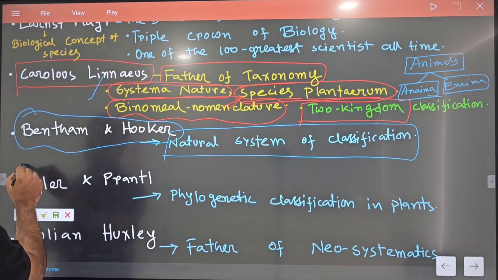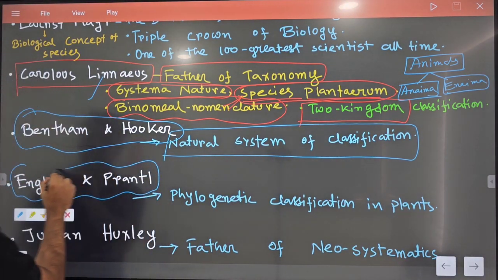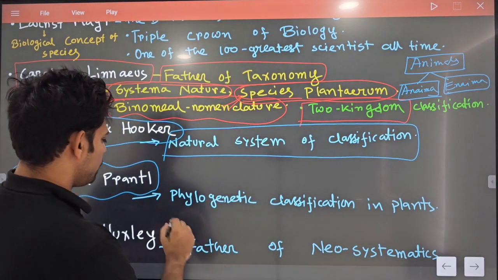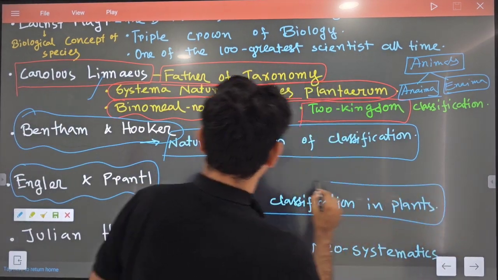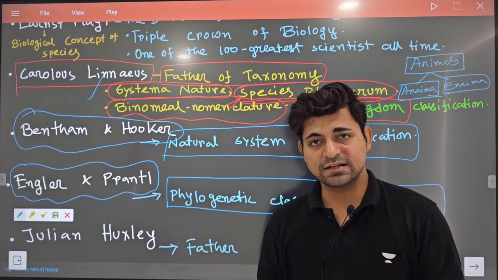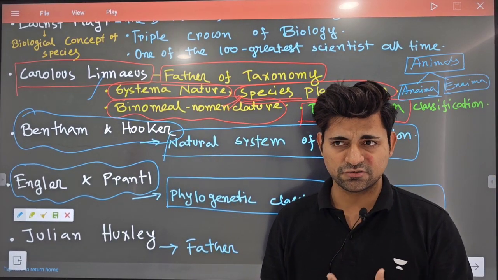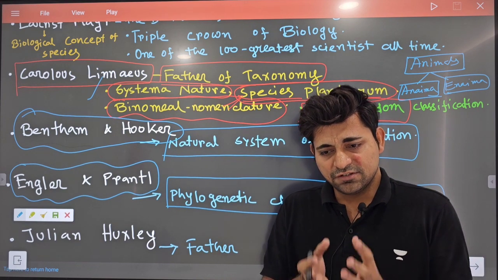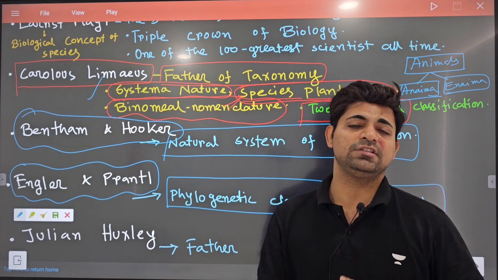Okay, then Engler and Prantl, you need to know their names also. They are the people who gave a detailed account of phylogenetic classification, though Whittaker's five kingdom classification was also kind of phylogenetic. Whittaker told us that Monera were the first group of organisms to arrive on the earth.